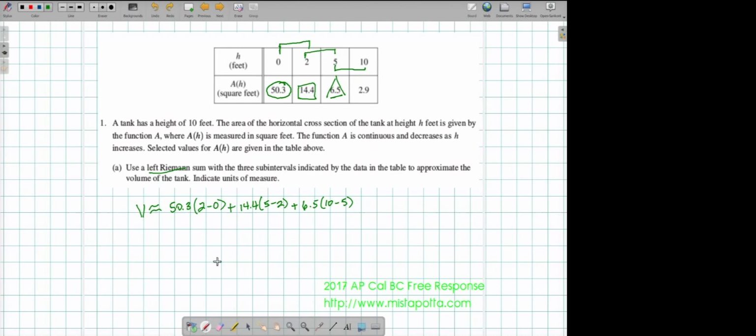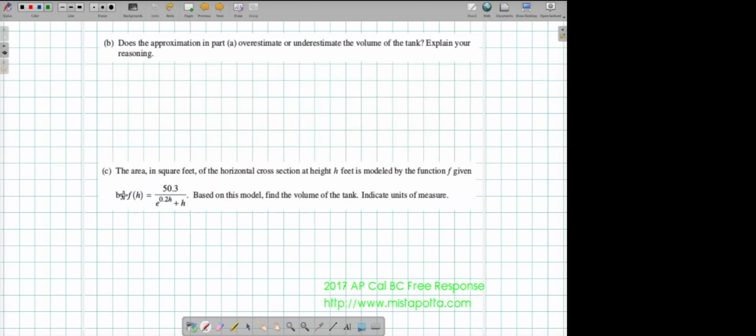And of course, I'm more than welcome to leave my answer like this, or I can use a calculator and get 176.3 cubic feet. And of course, it's important for me to put cubic feet because they're asking me for the units of measure here. So that's a simple Riemann sum.